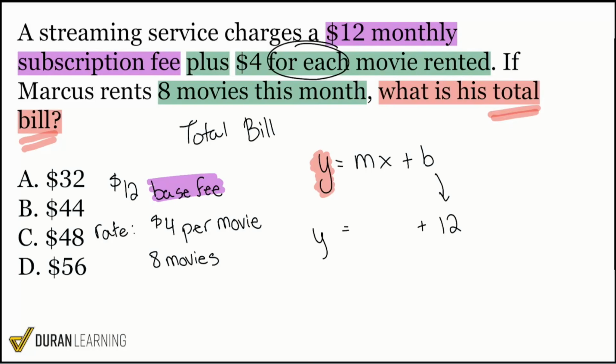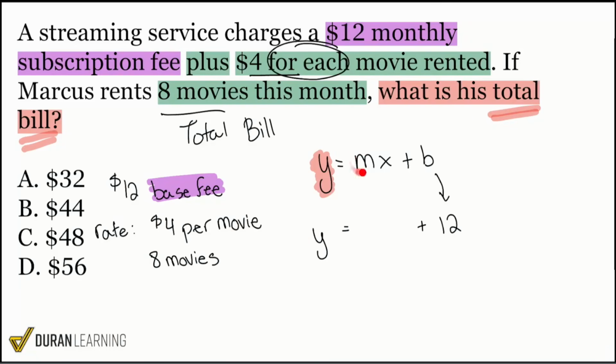So I will replace the B with 12. Next, I know that I'm looking for Y, so I'll write that down again. And now we really have to understand what the M and X are. So let me show you this. M and X are going to be the 4 and the 8. How do I know this? Right here again, it says $4 for each movie. That is the same as saying $4 per movie.